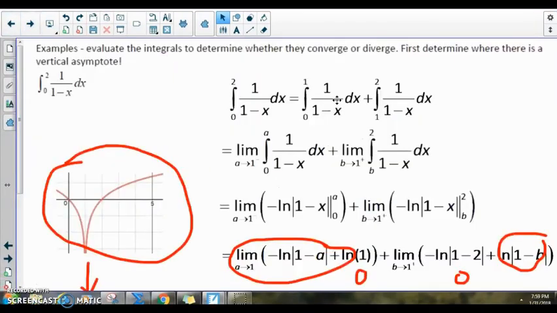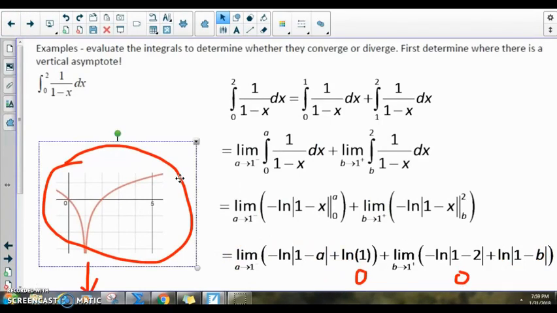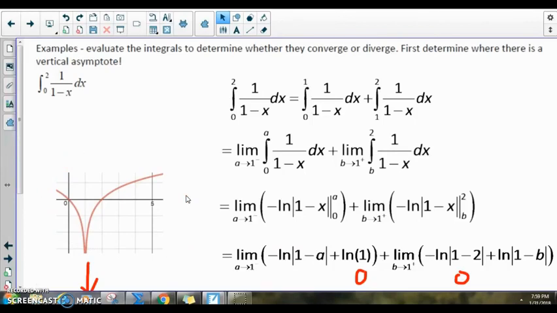Okay, so I have maybe too much on the screen here for you, but this is the next example. I've uncovered the whole thing for you, so that way you can at least look at it as I'm talking, because I don't want to run out of time on my 15-minute video. So this one has a vertical asymptote at x equals 1. So I have to break that into two pieces, from 0 to 1 and from 1 to 2, because 1 is where the problem is at. So that's what's happening here in this first step.